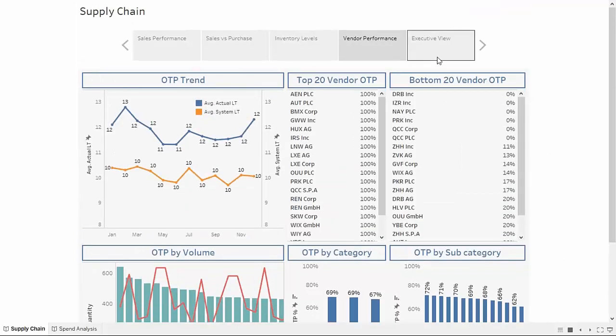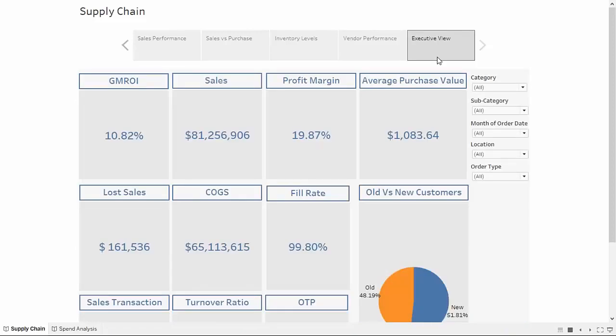Now, I have seen the sales performance, the purchase side of my business, inventory levels. I have also viewed the vendor performance. Now, I would like to get a complete 360 view of my business. The executive view allows me to do that. In this executive view, we have clearly mentioned the different KPIs that will help me understand how much I am earning in terms of the profit margin, what is the health of my inventory, what is the fill rate, how many of them are old customers versus new customers. You always want to have a balance between the old and new. You would want to retain your old customers and capture new customers.